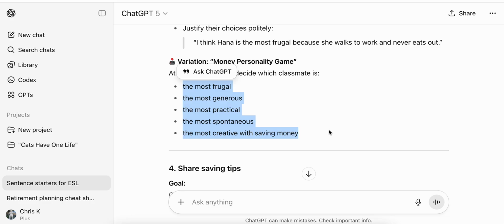So if you can do something where the students have to make a decision together, where they have to pay attention to each other, I think that also makes it a little bit more authentic. I mean, and then again, in a lot of conversations in real life, we're not paying attention to the person we're talking to, but that's a whole other thing, right? So maybe you decide, okay, who's the most frugal person in our group? Who's the most generous person in our group? Who's the most practical? Who's the most spontaneous? And who's the most creative with saving money?